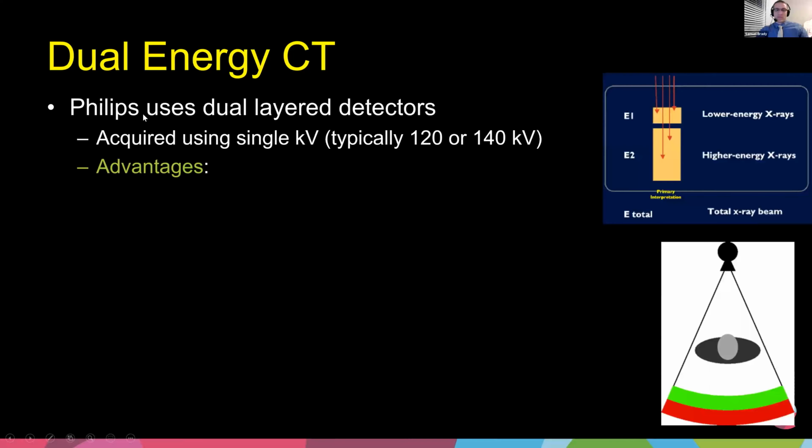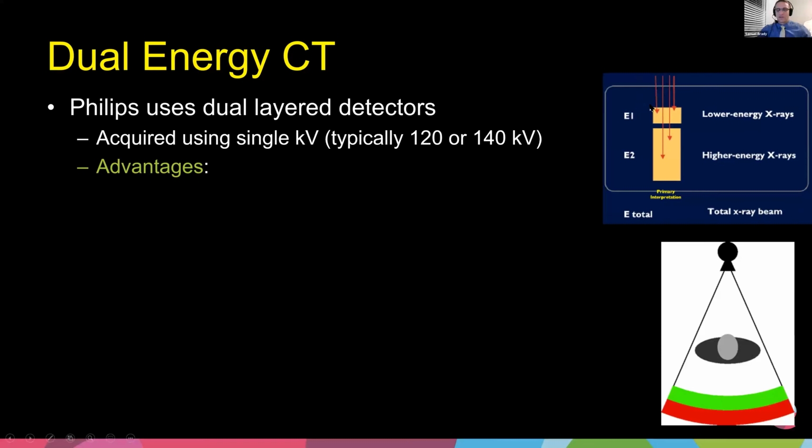All right, so going on to the Philips scanner, they are distinct in that they basically put two detectors on top of each other, and then they put a little bit of a filter in between. So what's happening here is you're only going to acquire the image using one kV, either 120 or 140. But because low energies will absorb preferentially in the top layer, and only high energy photons from that spectrum will make it to the second detector, we are theoretically giving the detectors two different energies of photons.